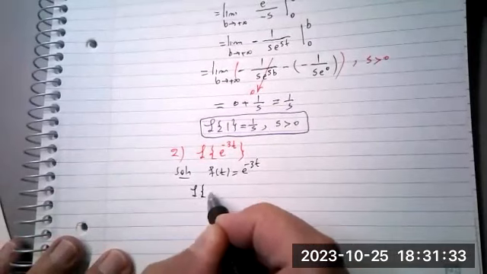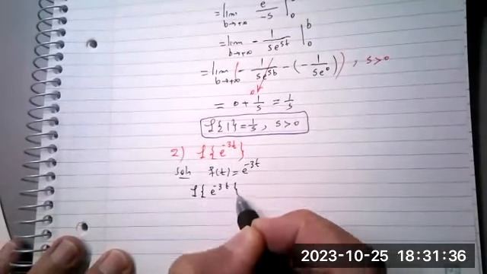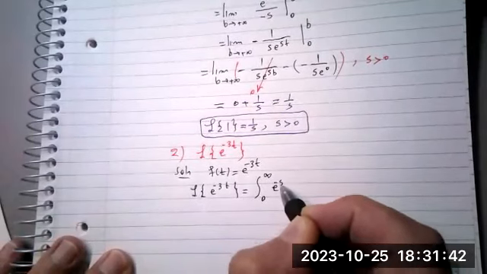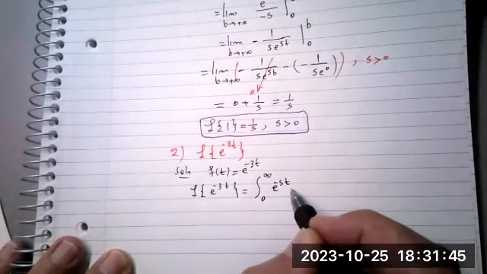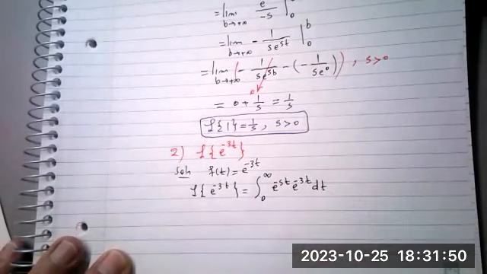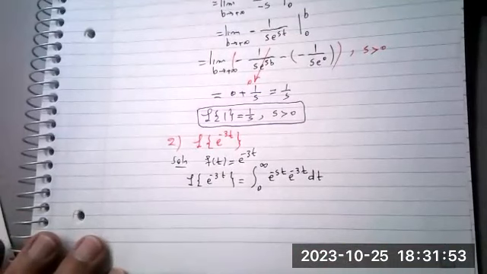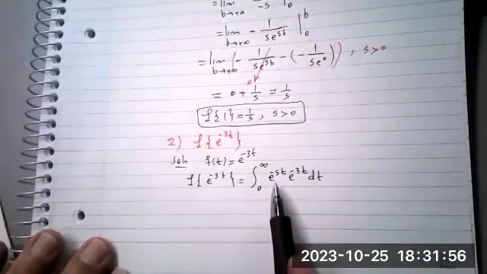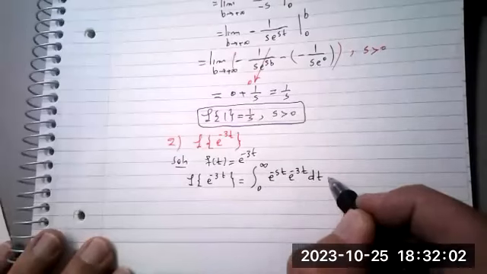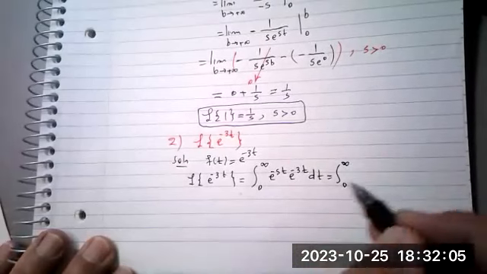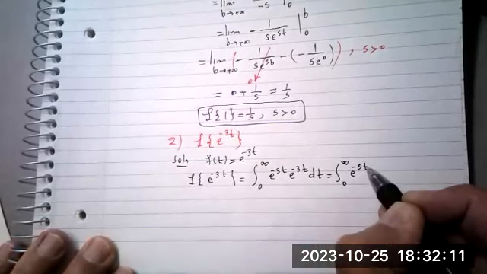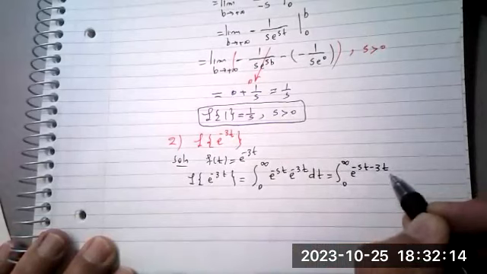Laplace of e to the negative 3t is equal to the integral from 0 to infinity of e to the negative st times your function. Your function is e to the negative 3t, dt. I just use the formula. Then e to the negative st times e to the negative 3t. You know the bases are the same, so you add the exponents. So it's going to be the integral from 0 to infinity. If you add them together, the exponent would be what? e to the negative st minus 3t, dt.